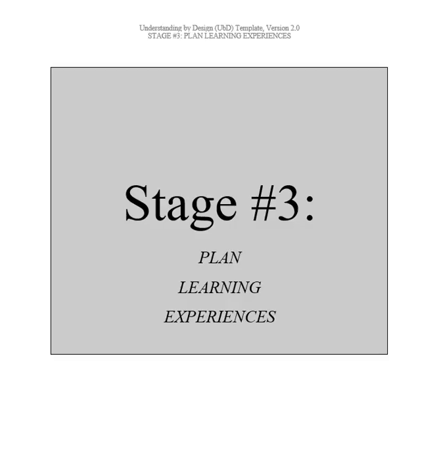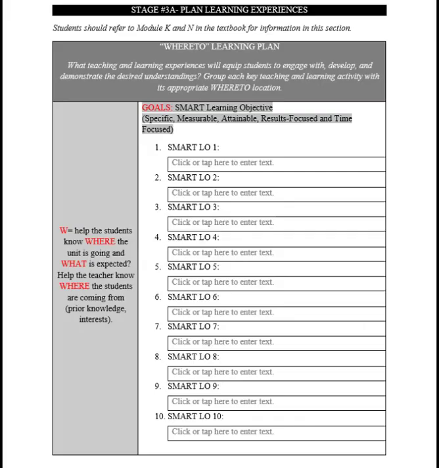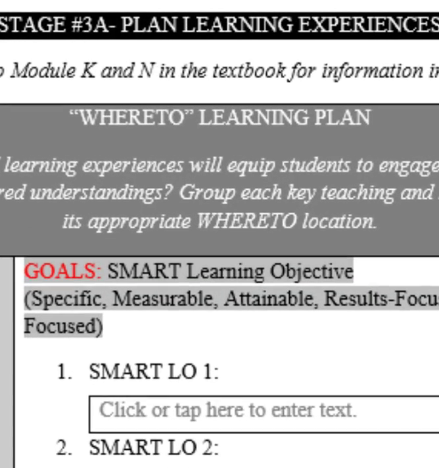Stage 3 is the last stage of the UBD template, where the instructor begins to specifically plan how the learning will take place. In order to help make sure Stage 3 is well aligned with Stages 1 and 2, there's an acronym to use when planning your learning events, WHERE TO. This is the WHERETO Learning Plan.